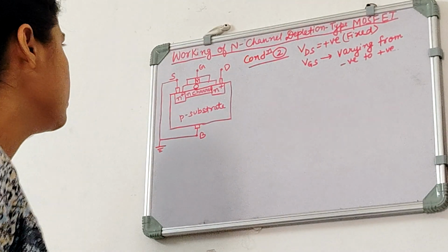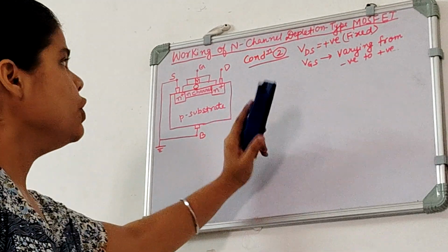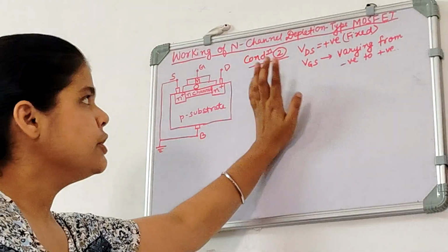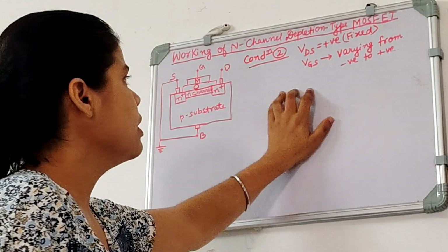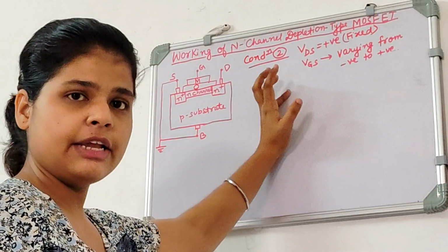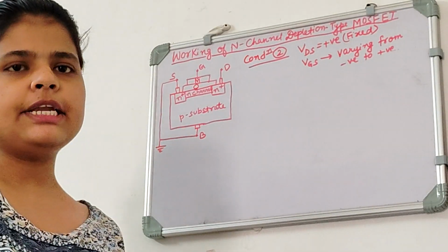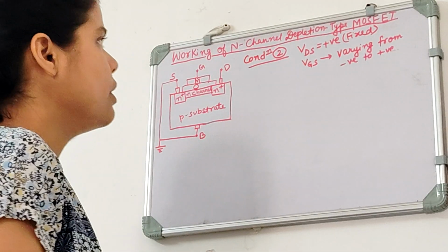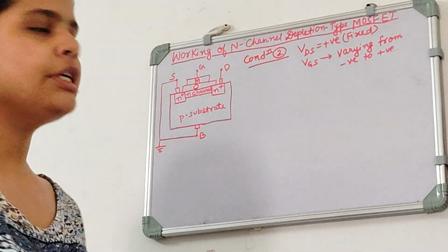Okay, so today we will see the working of N-Channel Depletion Type MOSFET for condition 2. Our condition 2 is that VDS is positive and that is fixed, but VGS is varying from negative to positive. So first we will see what happens when we take VGS to be negative, and then we will see what happens when VGS is taken as positive.